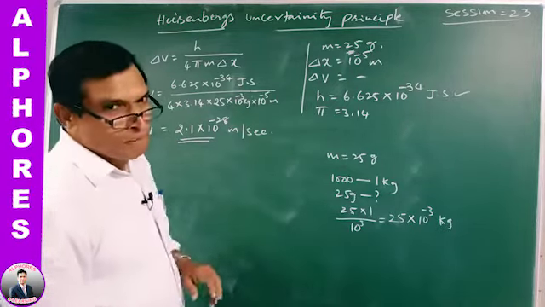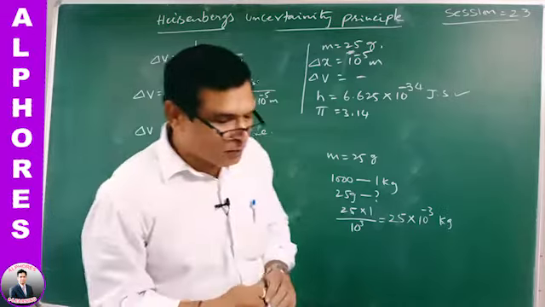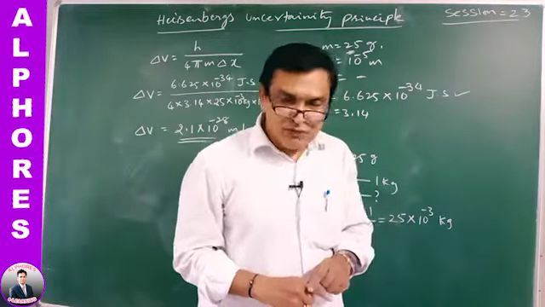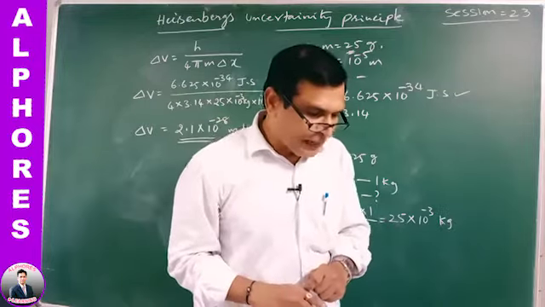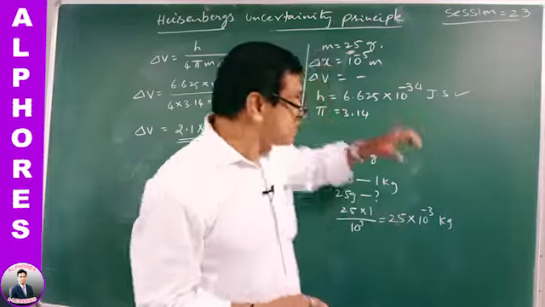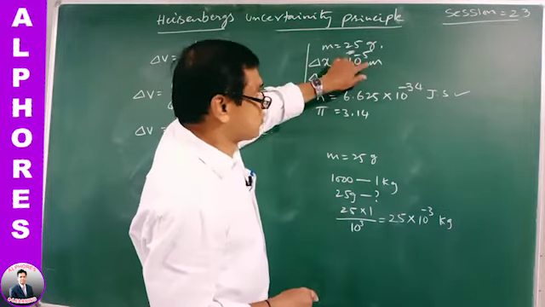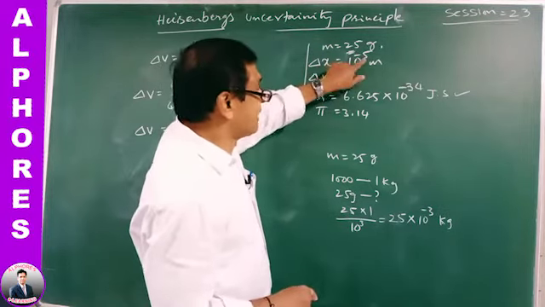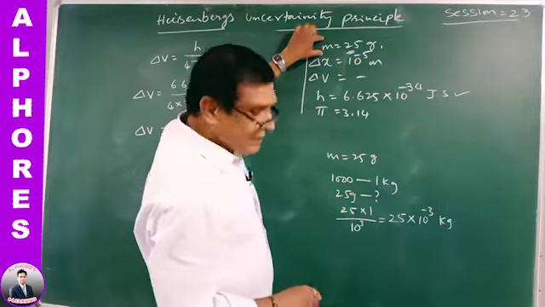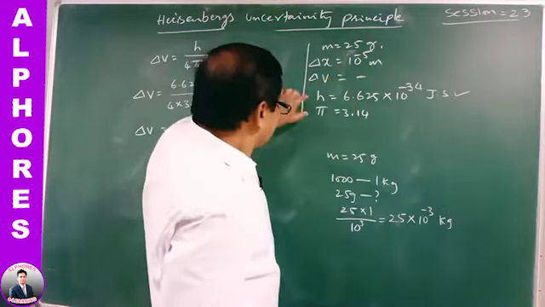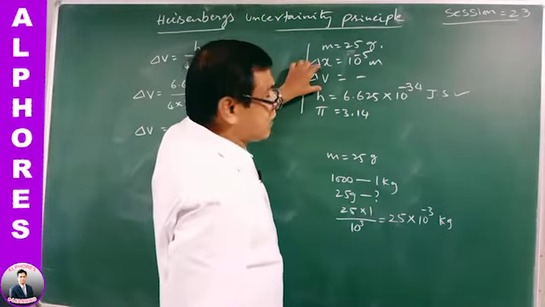Once again, the problem. Uncertainty in the position of a particle of mass 25 grams in space is 10 to the power minus 5 meters. The mass of the particle is given as 25 grams. Then calculate the uncertainty in the velocity of the particle.